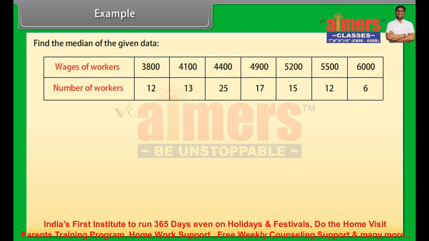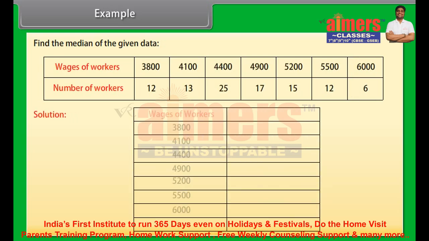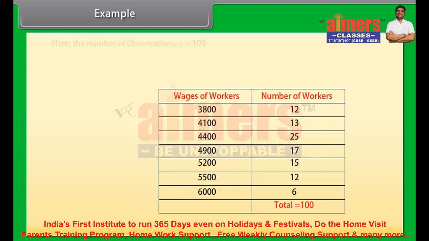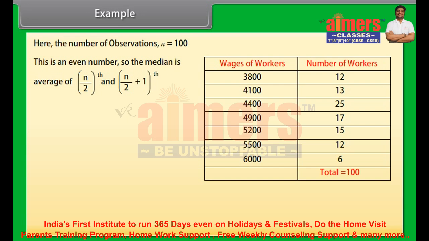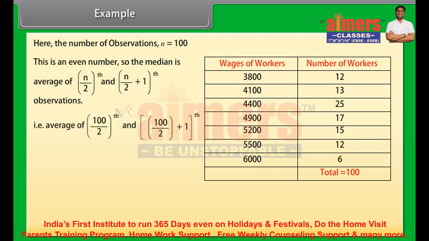Find the median of the given data. Solution. Firstly, we will write the wages of workers and the number of workers. The total number of workers is 100. Here the number of observations n is equal to 100. This is an even number, so the median is the average of the n by 2th and n by 2 plus 1th observations. That is the average of the 100 by 2th and 100 by 2 plus 1th observation. That is the average of the 50th and 51st observations.